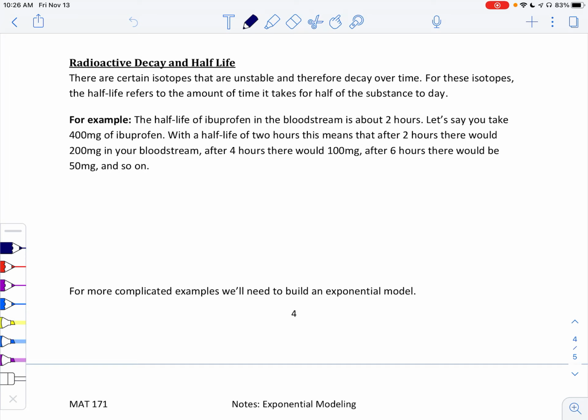So what this is basically saying is that you're starting off with an initial amount of 400 milligrams in your bloodstream. Now, the half-life means that after this amount of time, after 2 hours, the amount of ibuprofen in your bloodstream is going to be cut in half. So after 2 hours, you're going to have half of the 400, which means you now have 200 milligrams in your bloodstream.